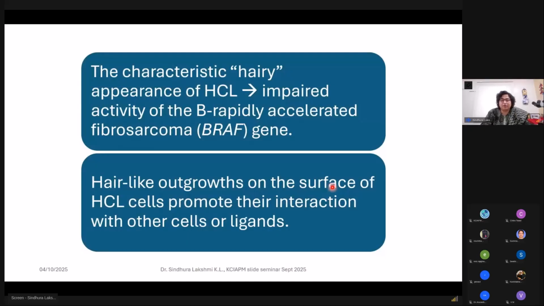Okay, so because of the BRAF mutation, there is impaired activity in the cytoskeleton, particularly affecting the actin in the cell membrane. So these hair-like outgrowths help the abnormal cells with their interaction with other cells and ligands. So the tumor microenvironment is mainly influenced by these hairy projections.